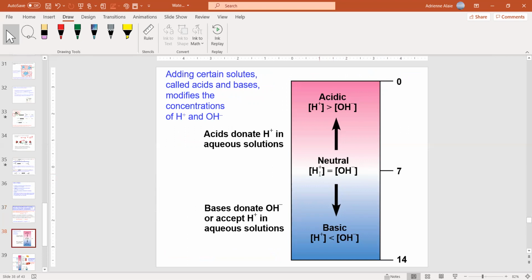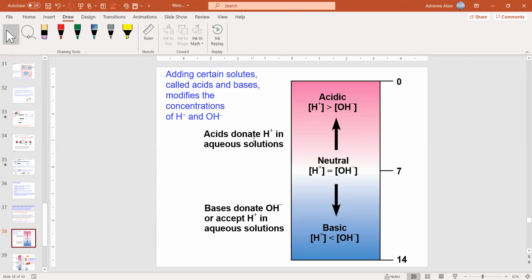So the concentration of protons equals the concentration of these ions, the hydroxide ions right here, OH negative. They're equal because you don't get one in pure water without getting the other. And remember, this H plus is expressing basically the hydronium ion. So this is neutral. I remind you that acids donate protons into aqueous solution and bases donate OHs that will then bind H plus, or they accept H plus directly in aqueous solution.